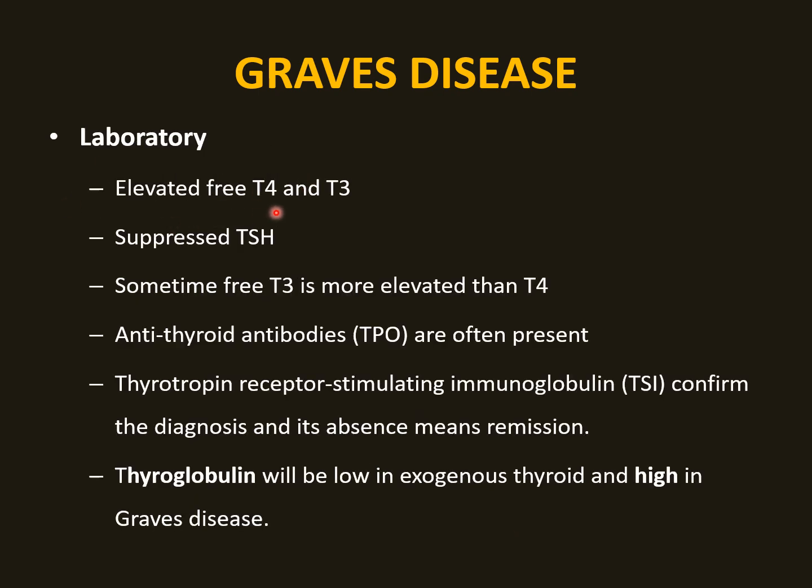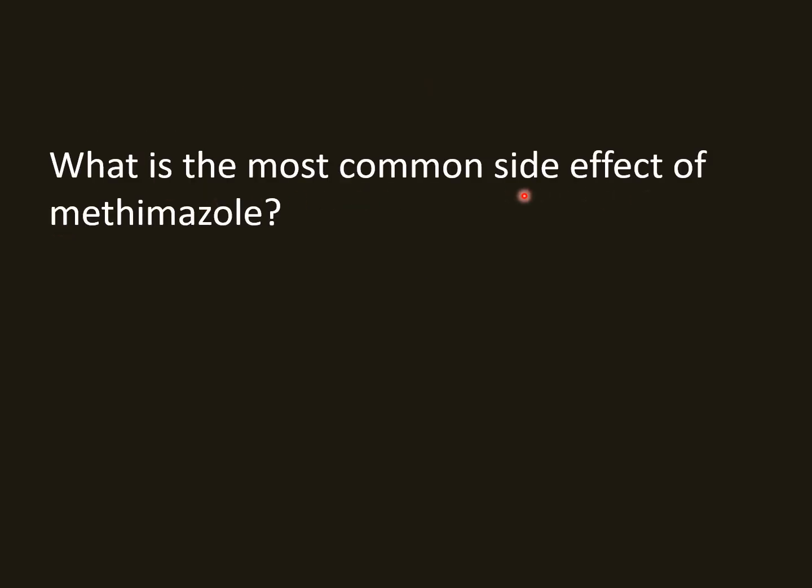Laboratory: elevated free T4 and/or T3. Suppressed TSH. Sometimes free T3 is more elevated than T4. Antithyroid antibodies, TPO, are often present. Thyrotropin receptor stimulating immunoglobulin, or TSI, will confirm the diagnosis, and its absence usually means remission. Thyroglobulin will be low in exogenous thyroid hormone intake and high in Graves' disease. What are the most common side effects of methimazole?